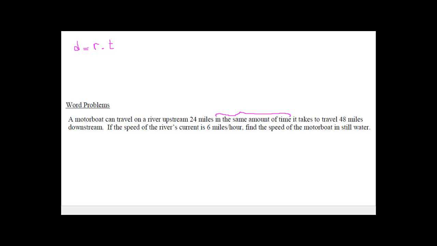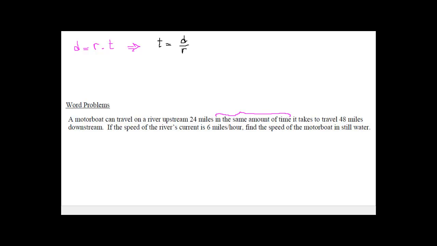So let's solve this for time then. If I solve t in terms of distance and rate, can somebody tell me what this time is equal to? Time is equal to what in this formula? How do you solve t in terms of distance and rate? Distance divided by rate. Right. D over R. Very good.